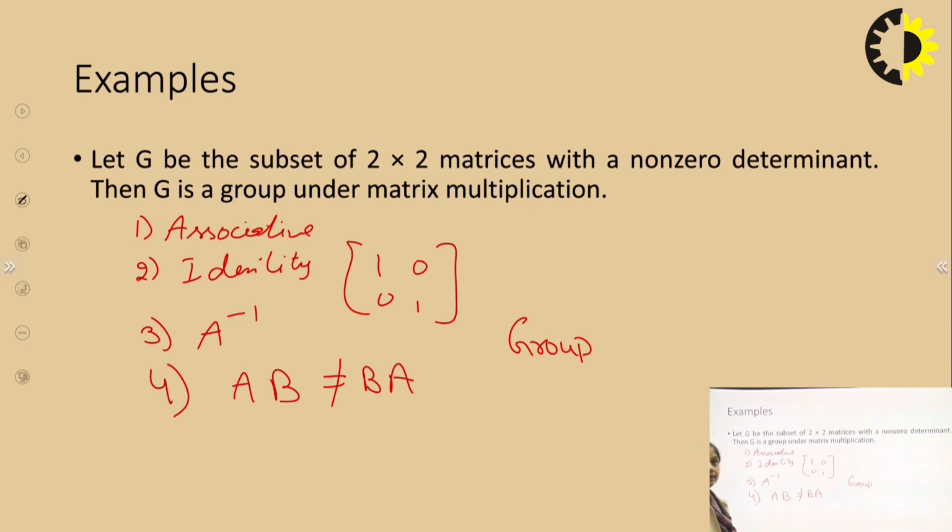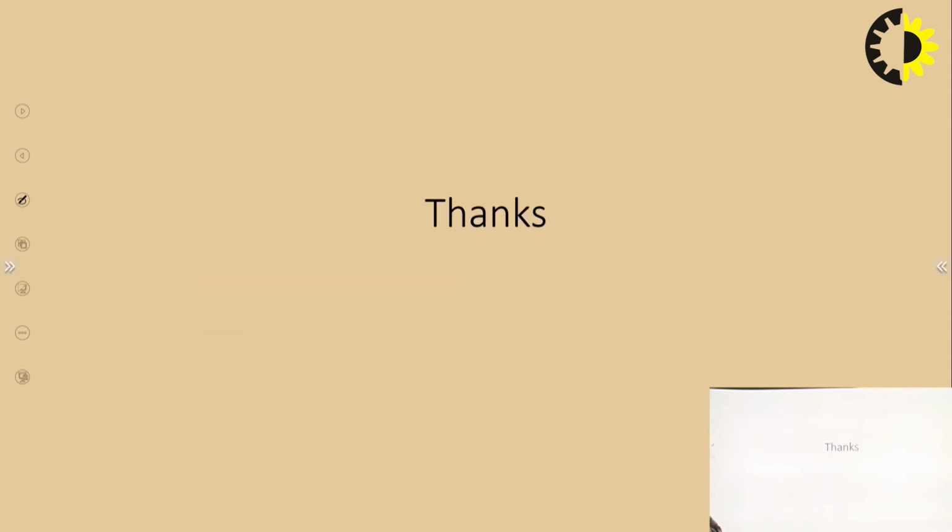Okay, so we have done a few examples. In this particular lecture, we talked about basic properties of operations. Then we defined groups, and before groups, we talked about semigroups and monoids.